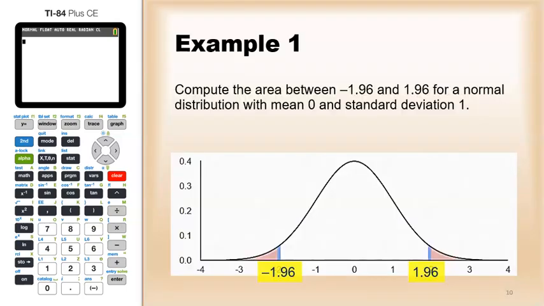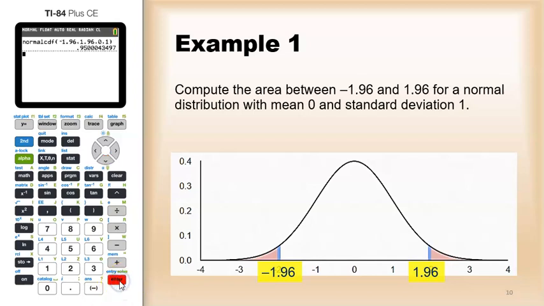All right, so as a warm-up, let's compute the area between negative 1.96 and positive 1.96 for a normal distribution with mean of 0 and standard deviation of 1. That is the normal distribution for z-scores. So choose normal CDF, and I would go from negative 1.96 to positive 1.96. 0, 1 already set here.